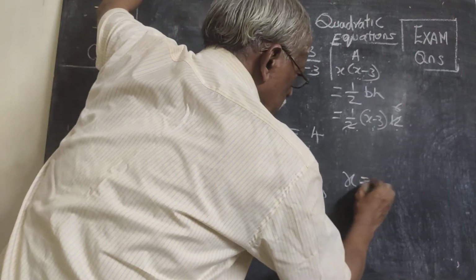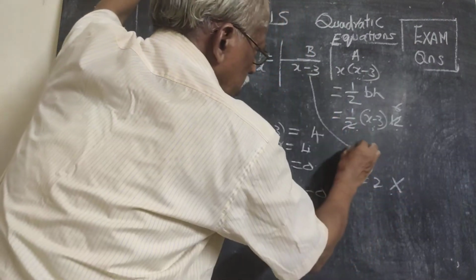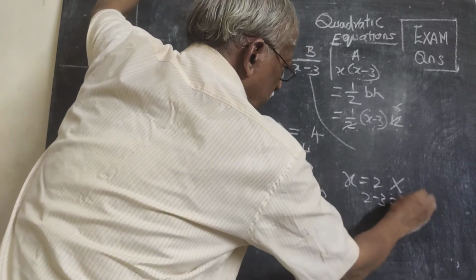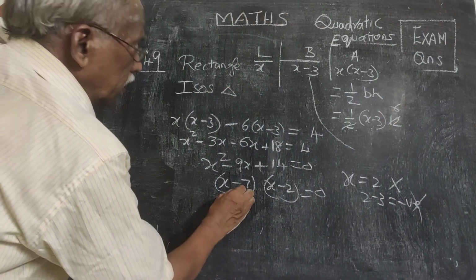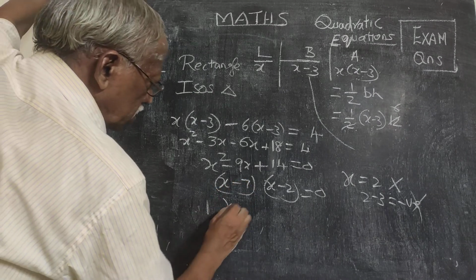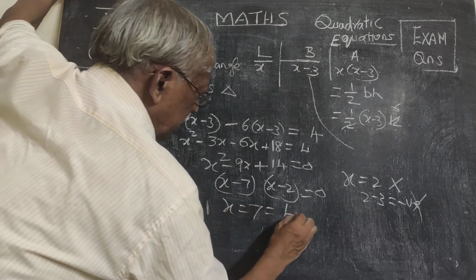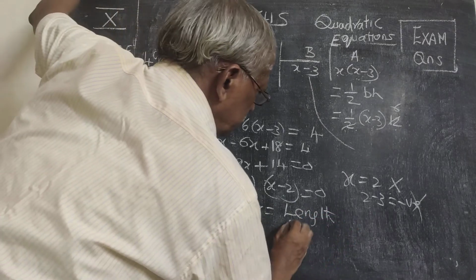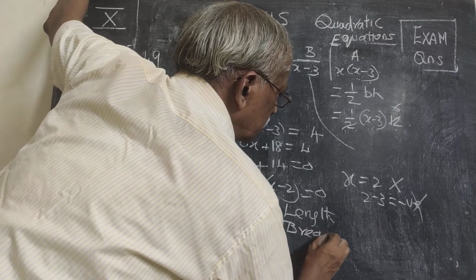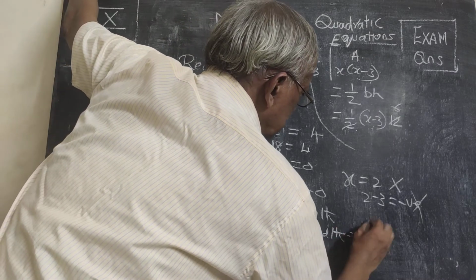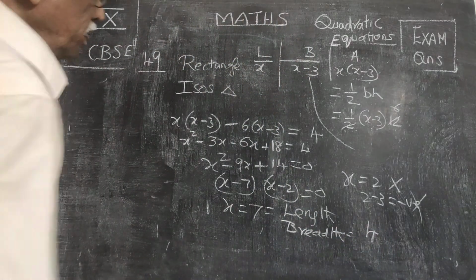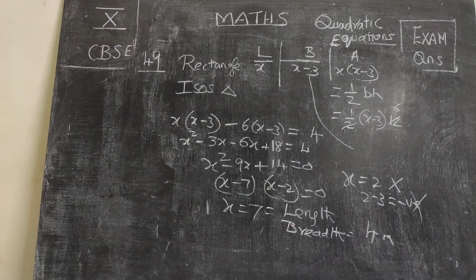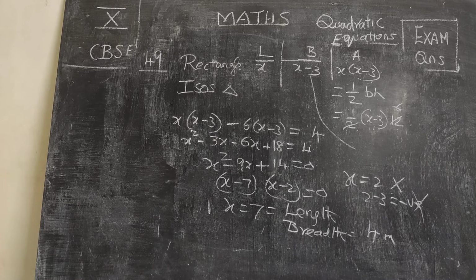So, x equal to 2 is ruled out because 2 minus 3 will be negative. So, breadth will be negative 1, so it's not possible. Therefore, we say that x equal to 7. x is nothing but length. Length is 7 and breadth is 7 minus 3, 4. Meters they have given, therefore you write that this is the answer, 7 meters and 4 meters. So that completes the 49th problem. We'll go for the 50th one.